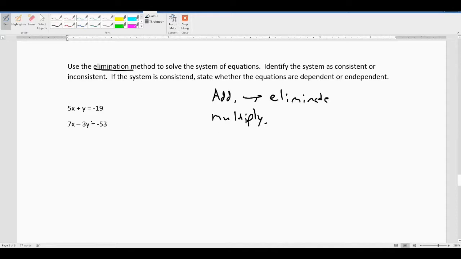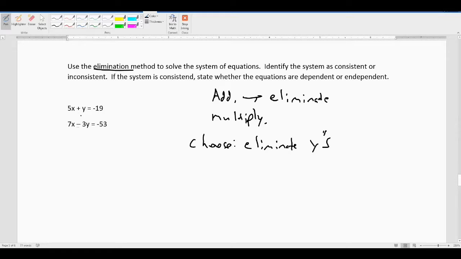So if we were to add these two equations as they are, 5x plus 7x would be 12x. 1y plus negative 3y is negative 2y. We don't have either x or y being eliminated. So we've got to choose to eliminate the x's or the y's. I'm going to choose to eliminate the y's because they're easier.